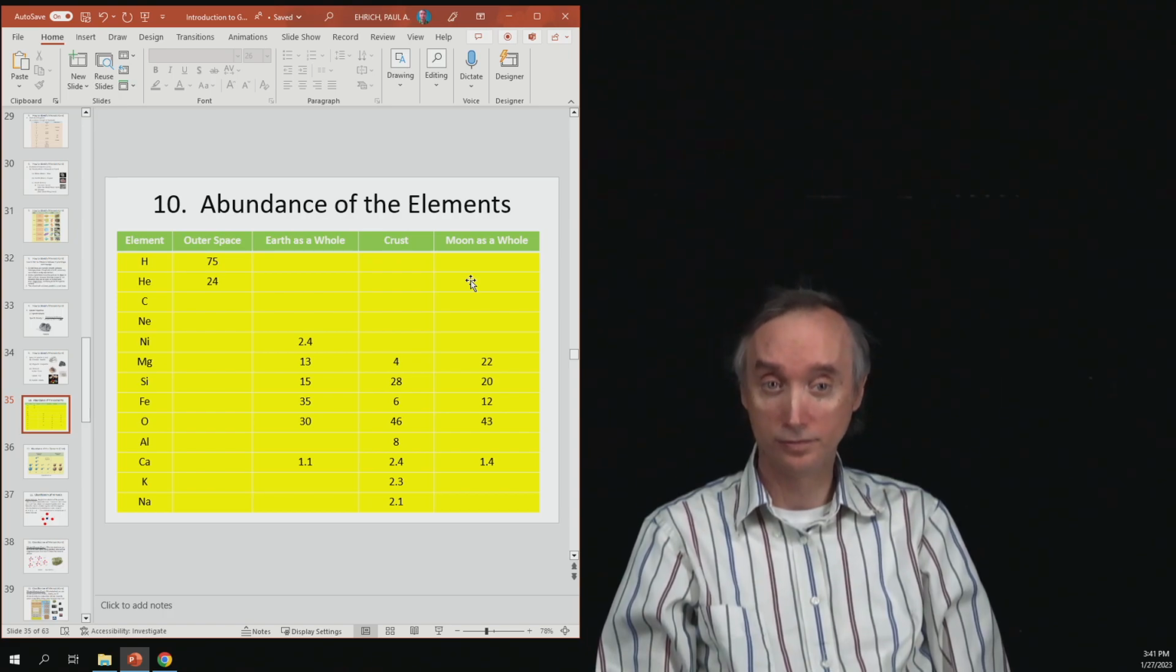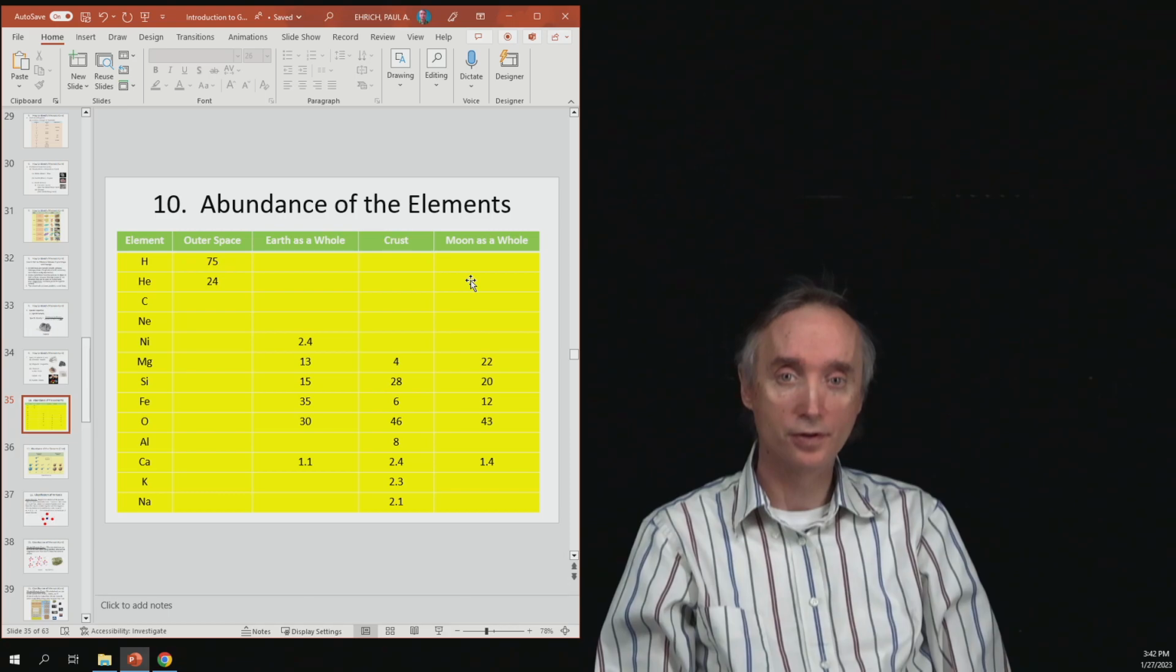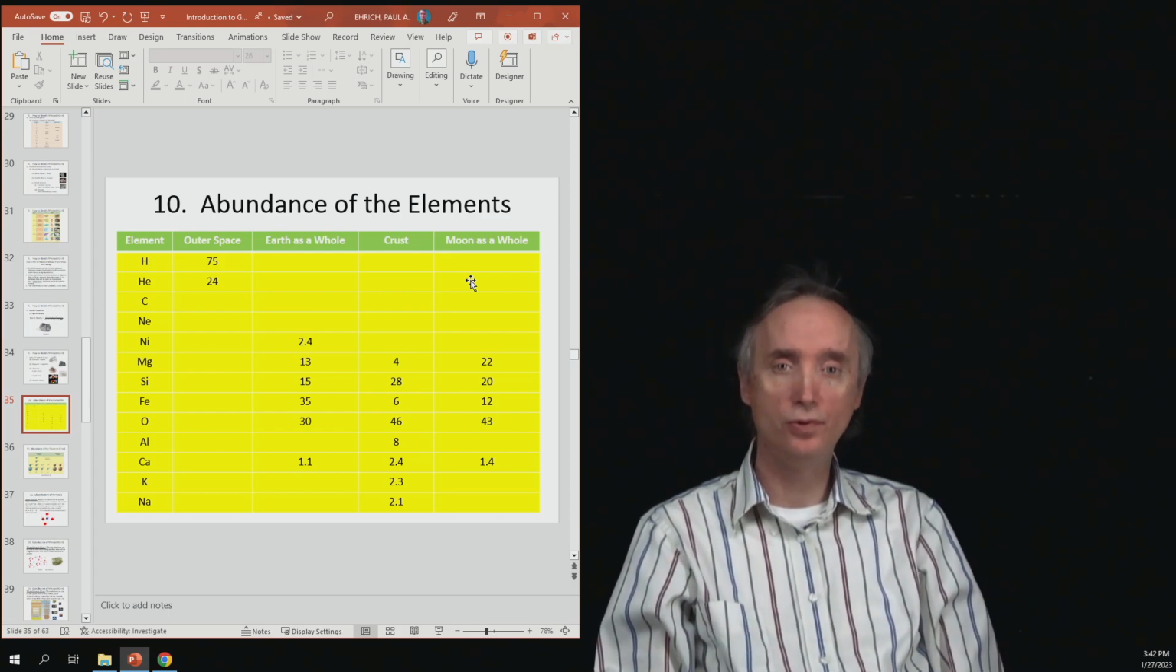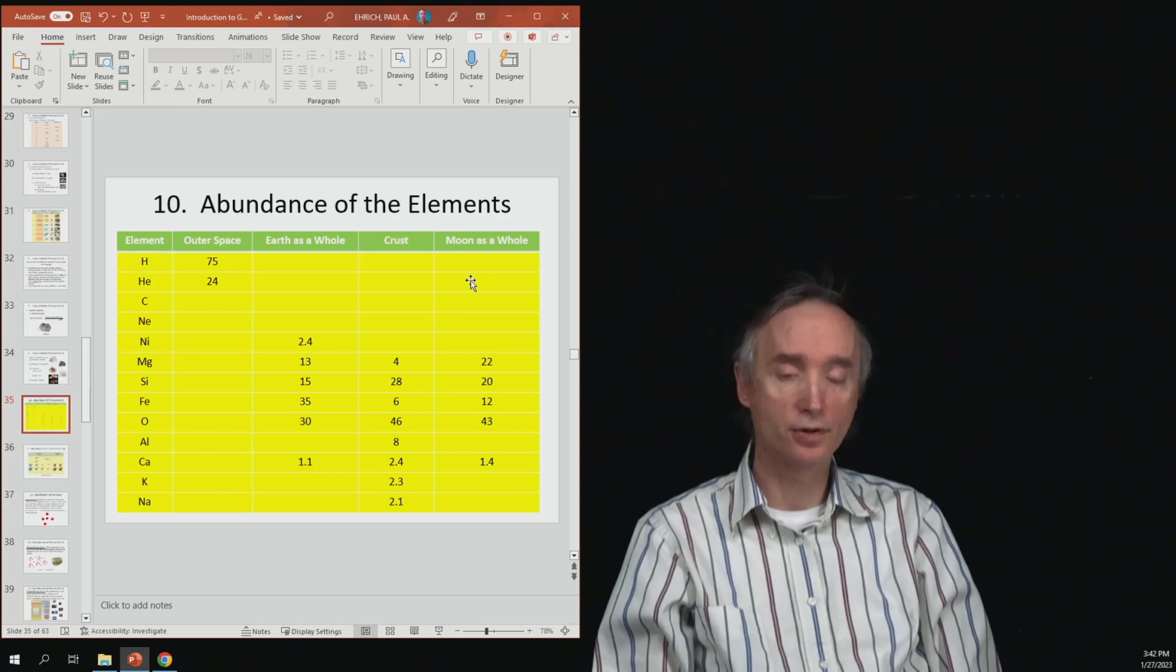Where did it go? So you should know the answer to this. Iron is very dense, so it flowed to the core of the Earth. So what does that leave us with? So what are the two most important elements found in the crust? So which ones have the biggest numbers? It's going to be oxygen and silicon.